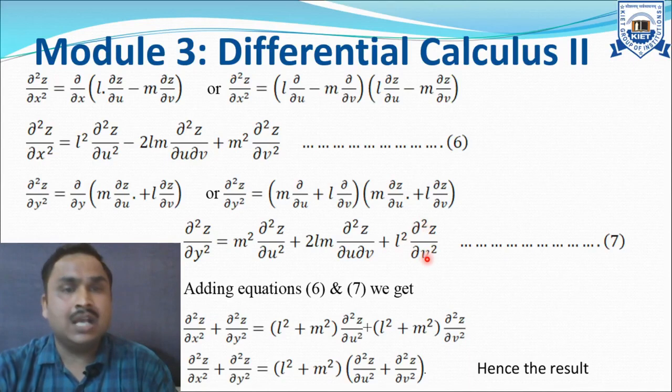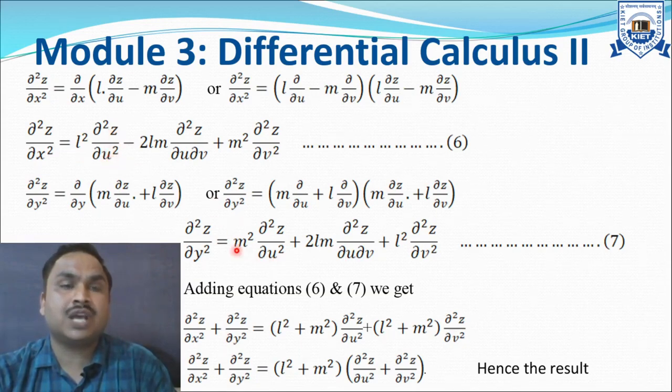Now adding equations 6 and 7. To add equations 6 and 7, we add del 2z over del x square plus del 2z over del y square and get the LHS as here. Now in the RHS we shall add up the first term of both equations. If we add these two terms, del 2z over del u square will be common and we shall get l square plus m square into del 2z over del u square.